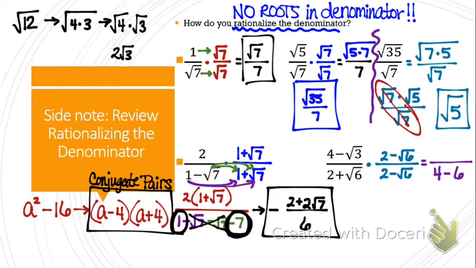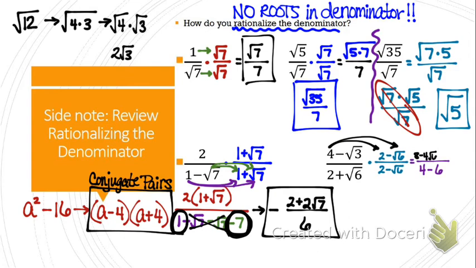All right, let's distribute this numerator out. I've got 4 times 2, which is 8. 4 times negative radical 6, so minus 4 radical 6. And then I have to distribute my negative radical 3. So I end up with minus 2 radical 3.